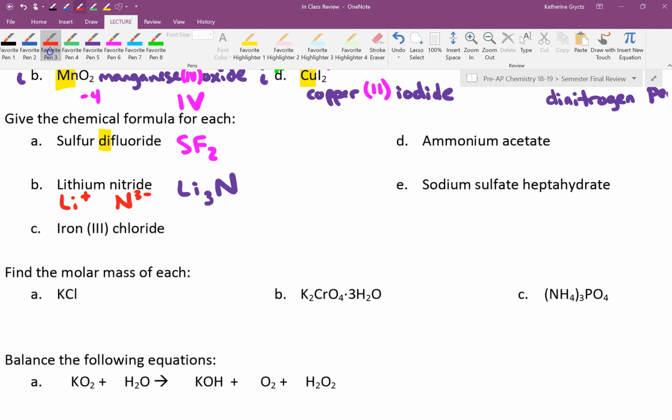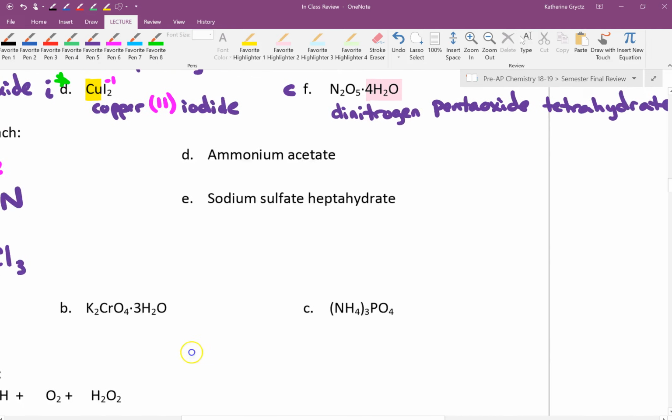Okay, for iron 3 chloride, again, no prefixes. We have to pay attention to charges. So iron is Fe. It's in the transition elements where we don't know their charges, but that's why they were given the Roman numeral. That's its charge. And then chloride, when you look it up, is a -1. So those don't match, so we can crisscross their charges and get FeCl3.